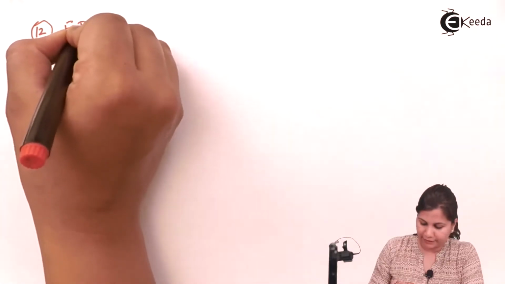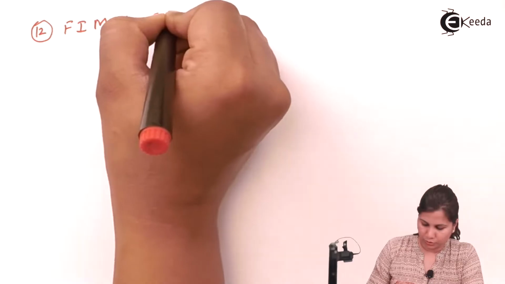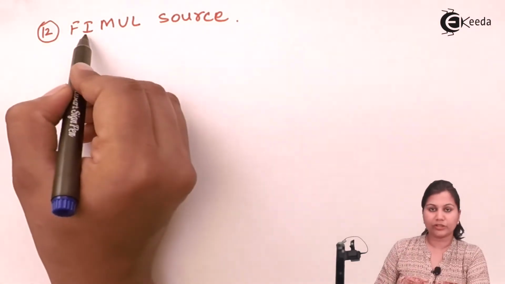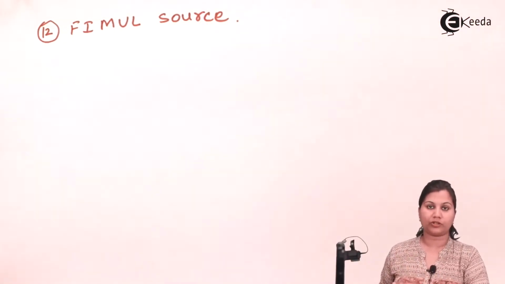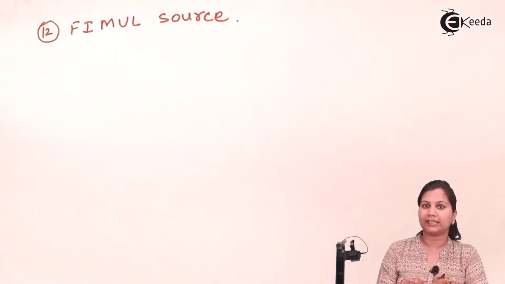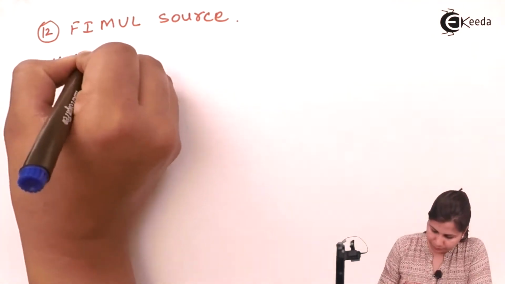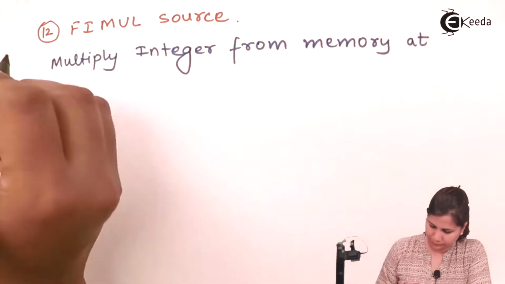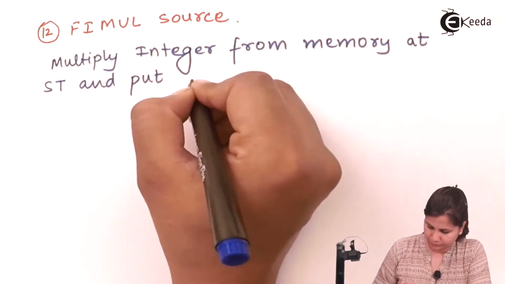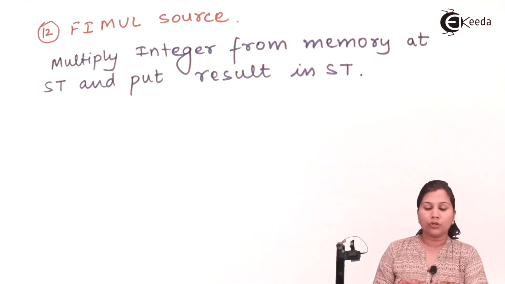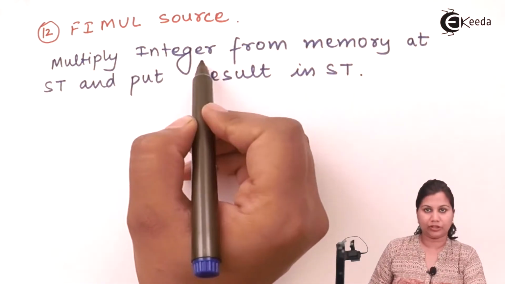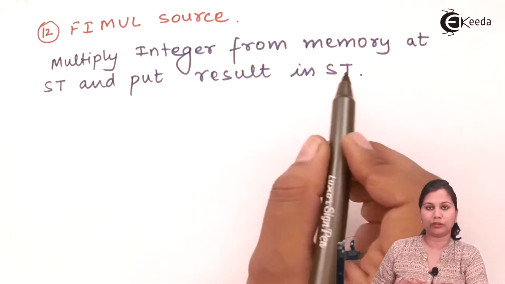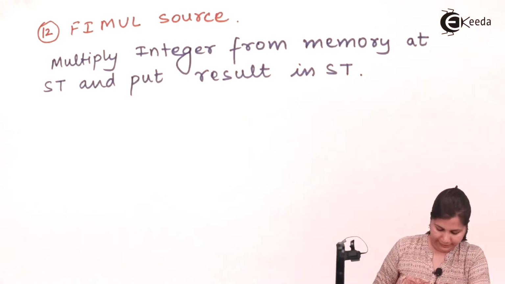Now next instruction is FIMUL source. So in this instruction, the integer number that is stored at some memory location is multiplied with the top of the stack, that is ST. So this instruction is going to multiply the integer number which is at the memory with the ST, that is top of the stack, and the result will be put in the ST. How? Let's see an example of this.